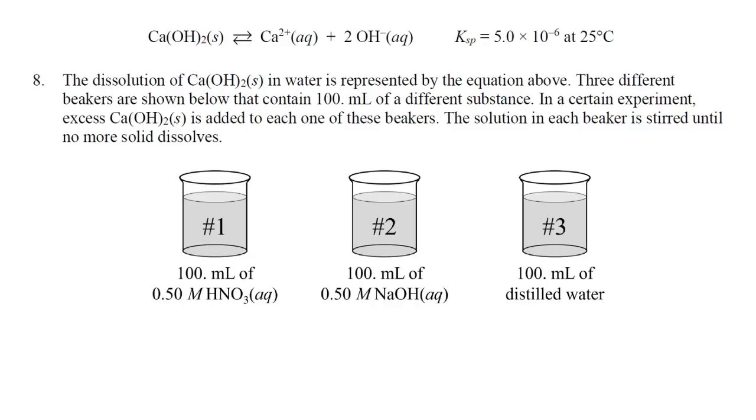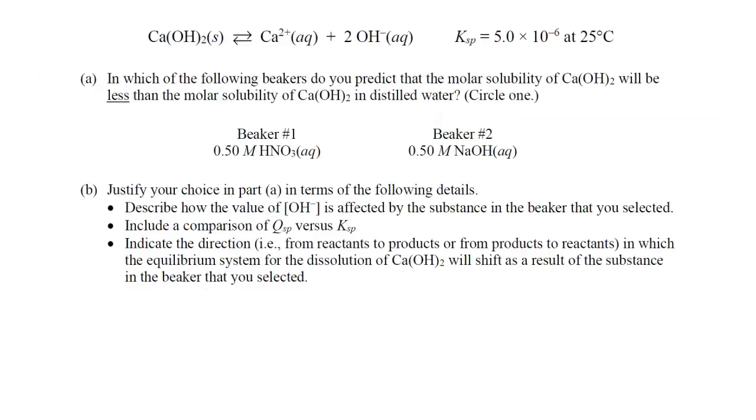So in beaker number 1, we have 100 milliliters of a 0.50 molar solution of nitric acid, HNO3. In beaker number 2, we have 100 milliliters of a 0.50 molar solution of sodium hydroxide, NaOH. And in beaker number 3, we have 100 milliliters of distilled water. Now let's take a look at part A of question 8. Part A says the following.